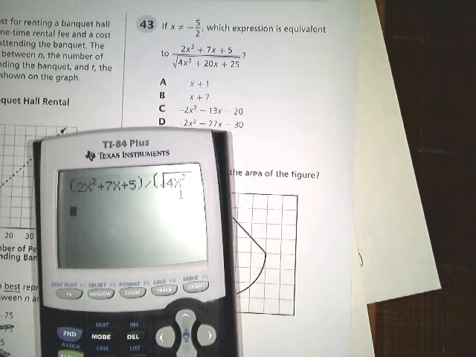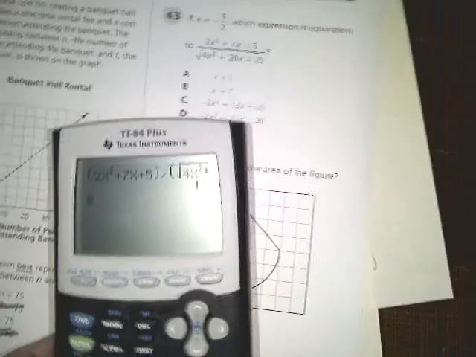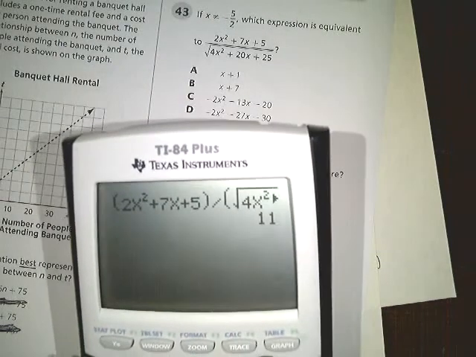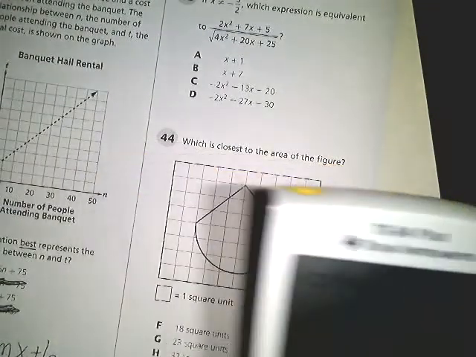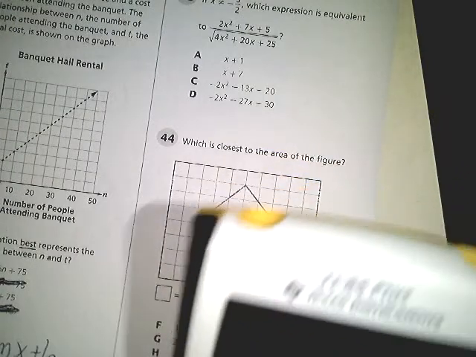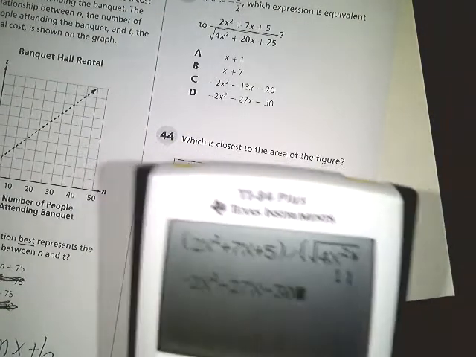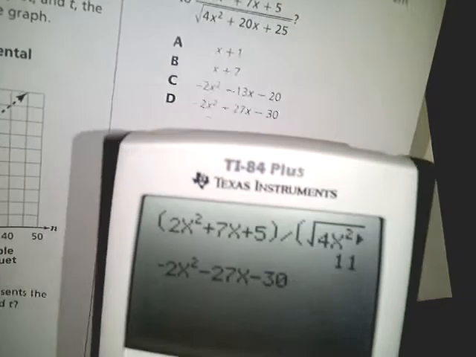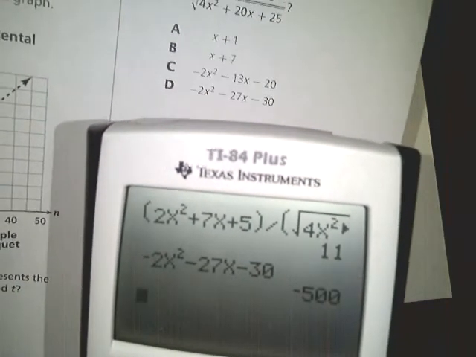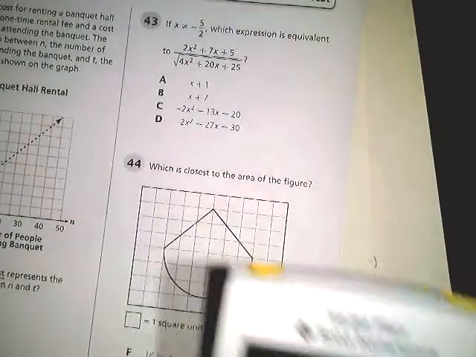Now hit enter, and you get a value of 11. As you can see, if you get out of the glare. It's hard to get out of the glare with this thing. So I get an answer of 11. All I'm going to do is plug in my answer choices and see if I can get 11. So if I type in negative 2x squared minus 27x minus 30, which is the fourth answer here, for D, see I get negative 500? Well, that's not 11.